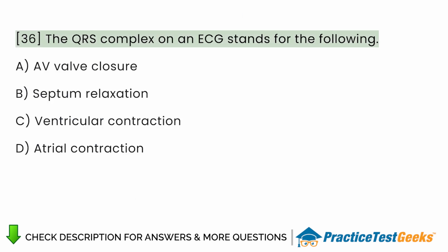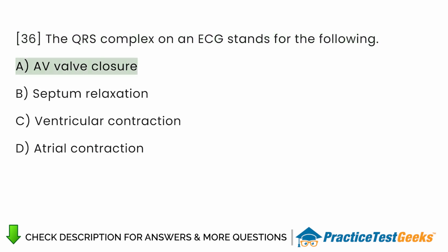The QRS complex on an ECG stands for the following. A. AV valve closure. B. Septum relaxation. C. Ventricular contraction. D. Atrial contraction.